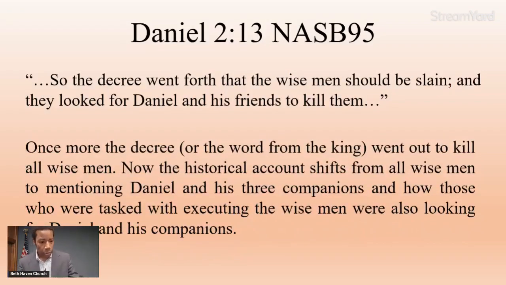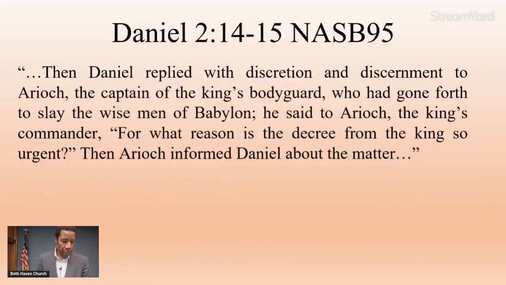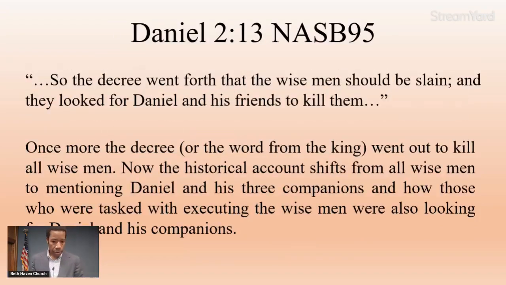So the decree went forth that the wise men should be slain, and they looked for Daniel and his friends to kill them. Again, once more, the decree or the word from the king went out to kill all wise men. Everybody in the court is getting destroyed. Everybody. It doesn't matter who it is. If they serve me, just execute them.